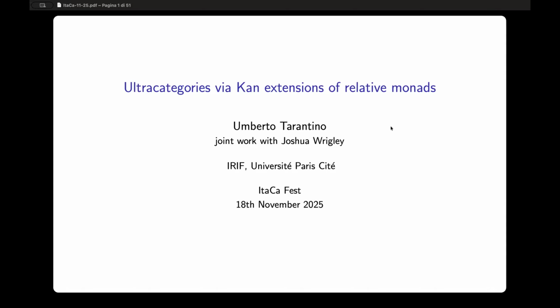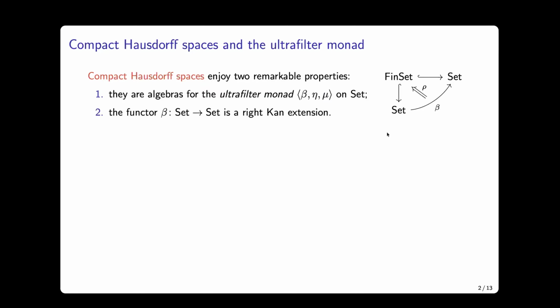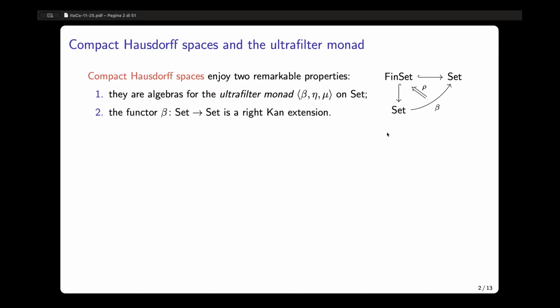But okay, so the starting point of the story that I want to talk about today is the category of compact Hausdorff spaces. Among other things, there are two particular properties that we will care about in this talk. They are algebras for the ultrafilter monad on Set. And we will focus on the functor, but actually the whole monad is induced in a universal manner, in this case, from the inclusion of finite sets into sets by means of right Kan extension. This is very well known.